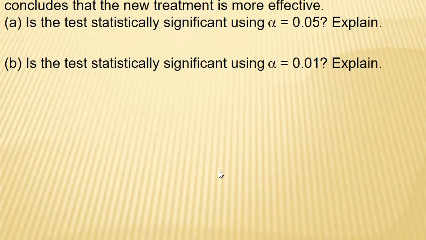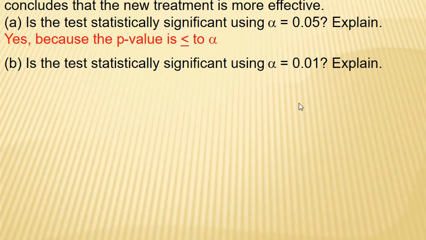And I think this was on the last test. So a medical researcher has tested a new treatment for poison ivy against the traditional ointment. With the p-value of 0.047, he concludes that the new treatment is more effective. So letter A, is the test statistically significant at 0.05? Yes or no? I'm putting yes. So if you weren't sure, go ahead and write it down.